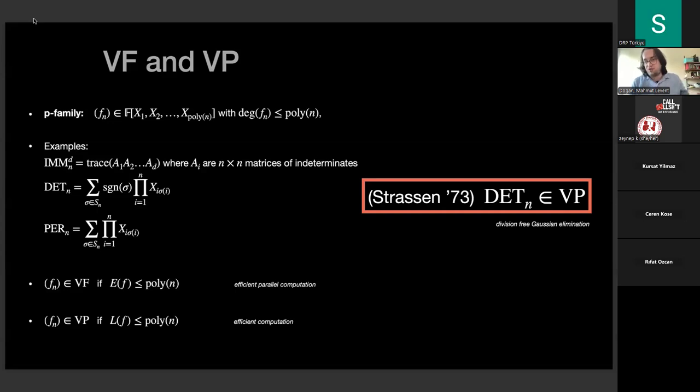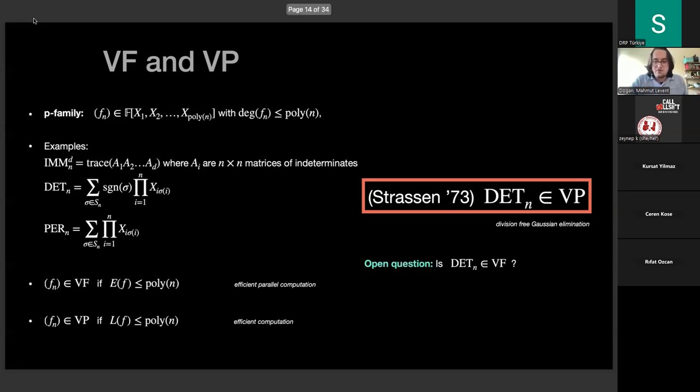That would lead to n factorial sums. That's not a good idea, and it doesn't lead to a small circuit size. But efficiently, essentially what you can do is Gaussian elimination. Now, Gaussian elimination requires division, but you can get rid of the division. A circuit with division can be reduced to a circuit without division. So essentially what you can do is Gaussian elimination, which implies that the determinant has a small circuit size. Okay, so the determinant is in VP.